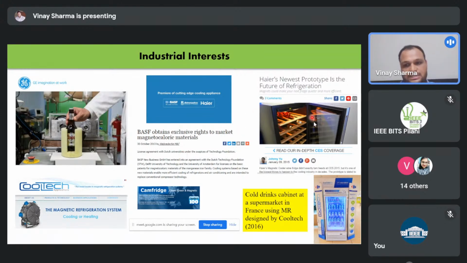Now, they already have created this wine cooler. This is one example, where Cooltech is showing the cold drink cabinet here in France in 2016. So this is a little bit outdated. There is more recent news on this technology. So what I mean to say here is that magnetic materials, magnetic nanomaterials are specifically used in various applications. Cooling is just one of them.